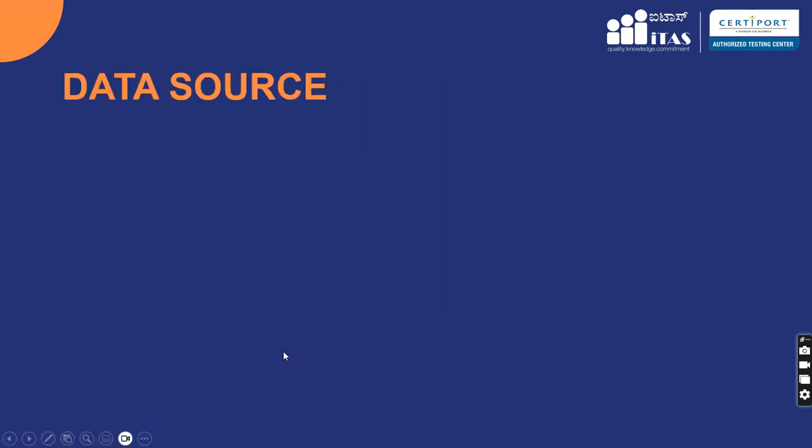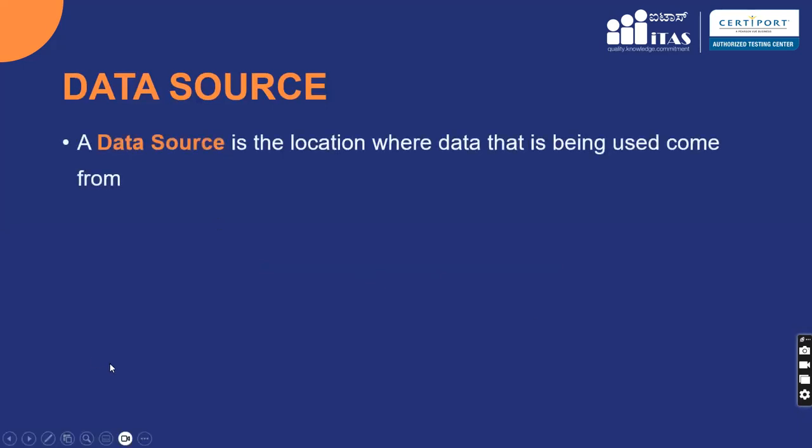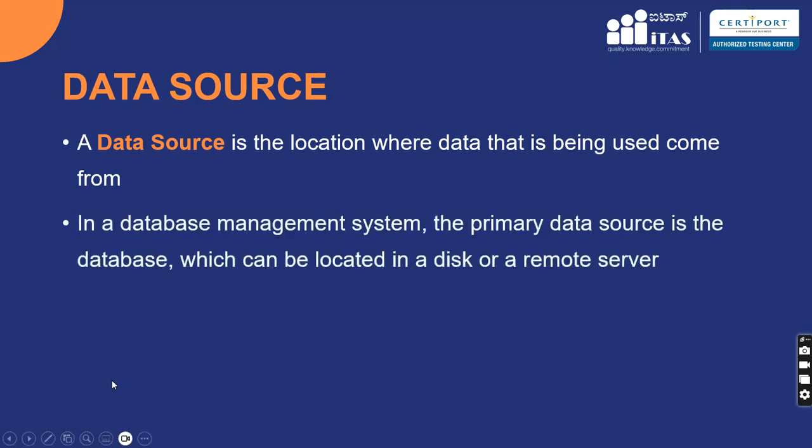What is a data source? Source means from where we are getting something. Data is information. That means from where am I getting the information? That is the data source, the place from where I get the information. The data source is nothing but the location where data is being used, where it is coming from. In a database management system, that is DBMS, the primary data source is the database.